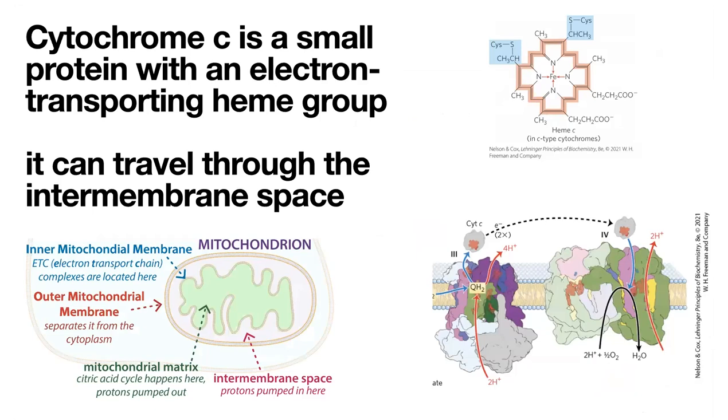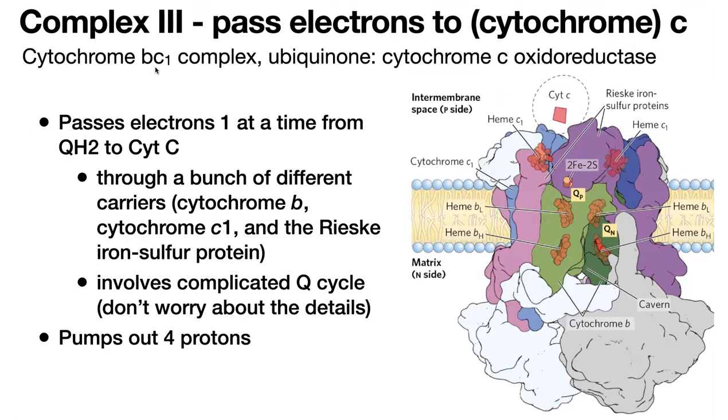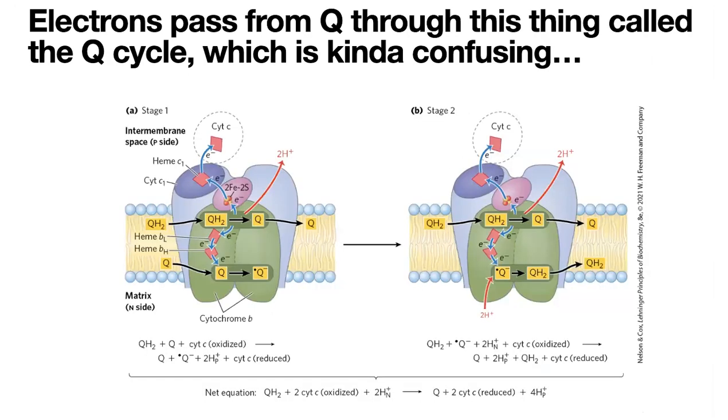But we have 2 electrons in our Q, in our ubiquinol. And so we don't want to waste that second electron. Instead, we're going to go through some complex gymnastics in order to take ubiquinol and pass one of the electrons from it to the cytochrome C and hold on to that other electron until we go to a second cycle. So there's this thing called the Q cycle. I don't need you to worry about the details, but I am just going to explain it so you have an idea about what's going on.